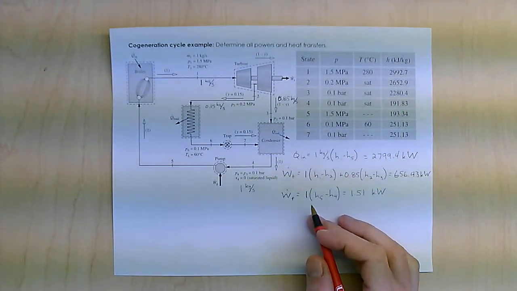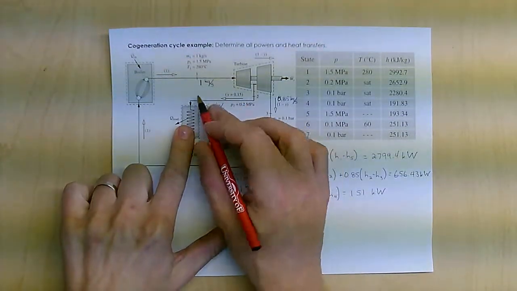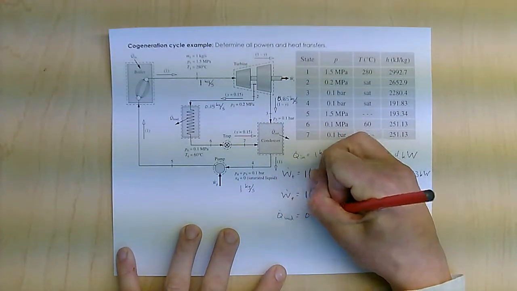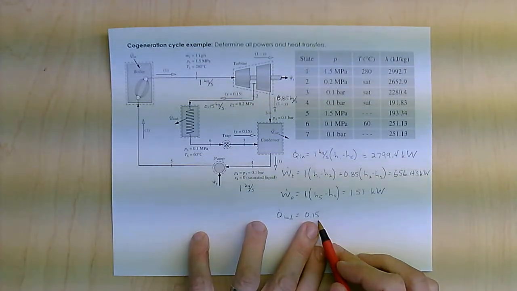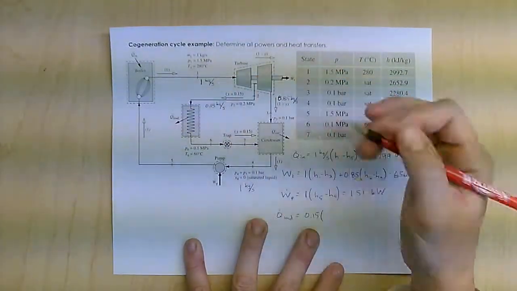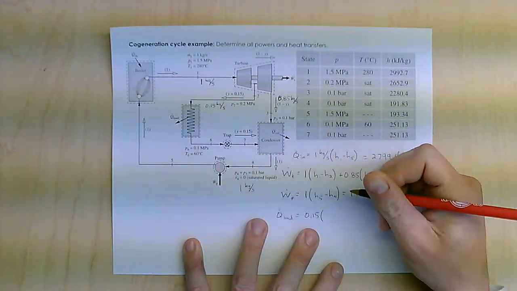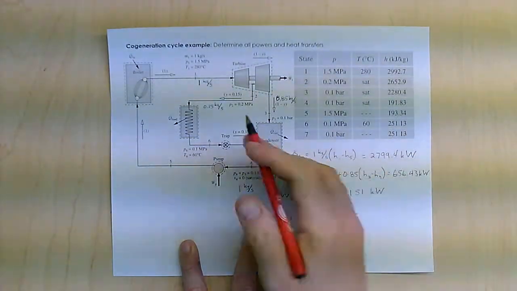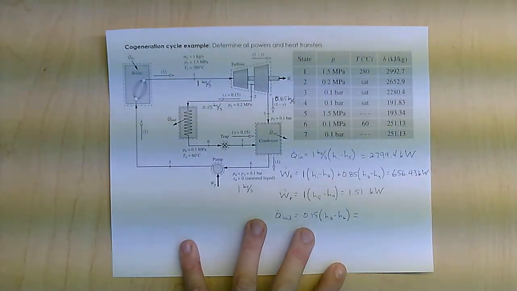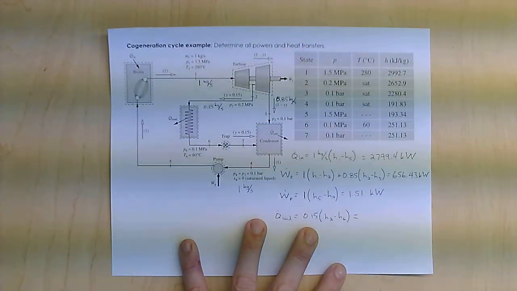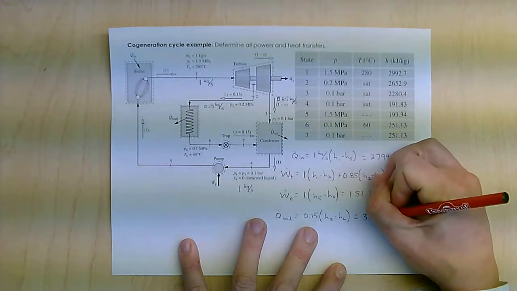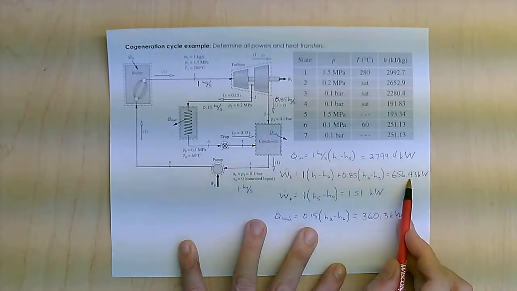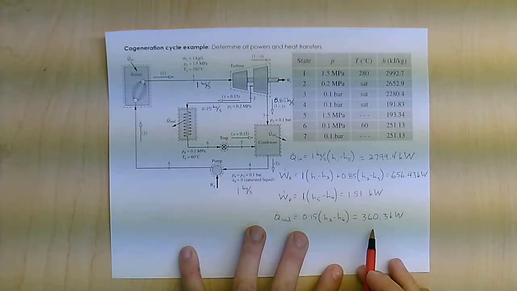Now I just have 2 more heat transfers to deal with. I'll go ahead and do this, my cogeneration, which I'm calling Q load. Remember, this has the 15% going off, or the 0.15 kilograms per second. And this is state 2 and that's state 6, so it'll be H2 minus H6. Again, I can grab those values up here, recognizing that my mass flow rate is 0.15 kilograms per second. And I get Q load equals 360.3 kilowatts. So again, this is the work I'm getting out, and this is the heat I'm putting into some other system.